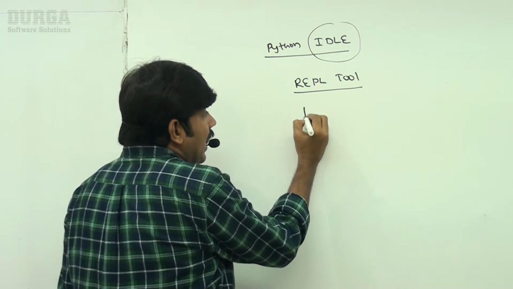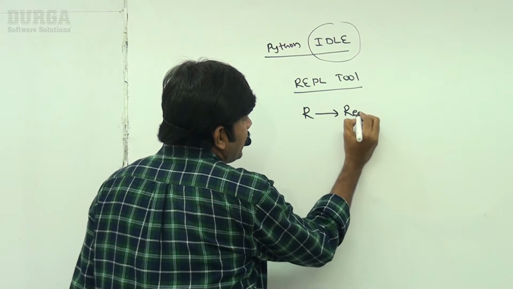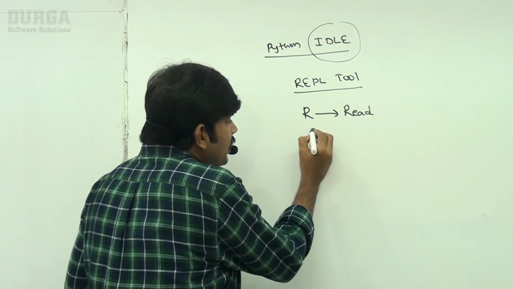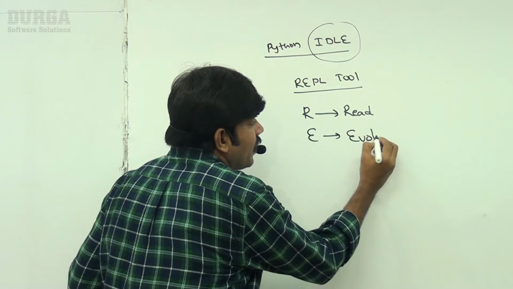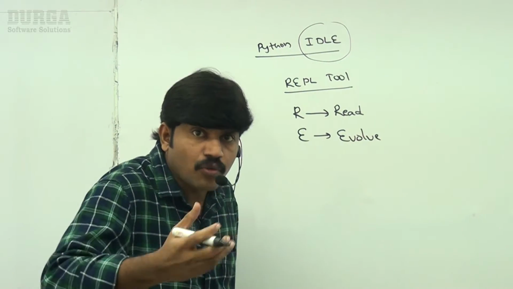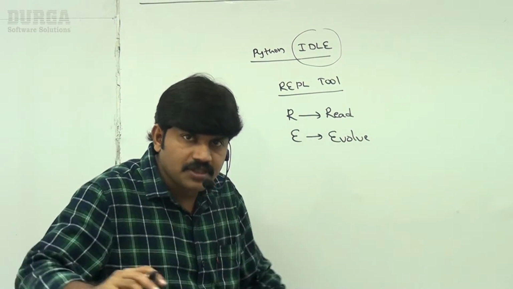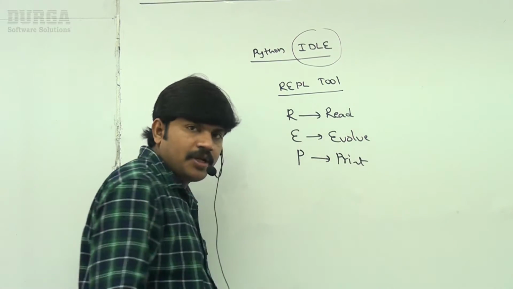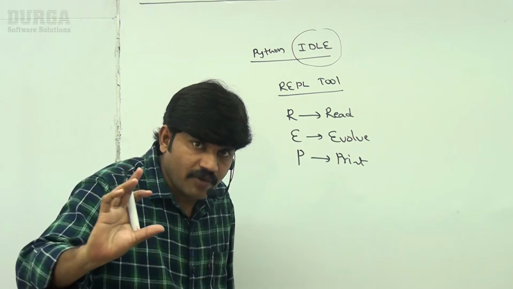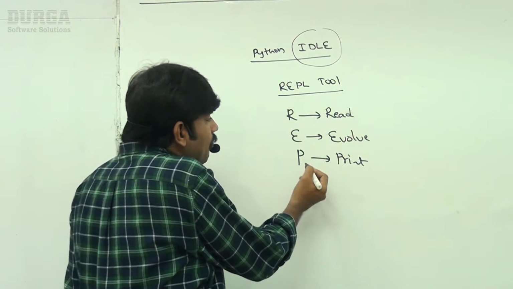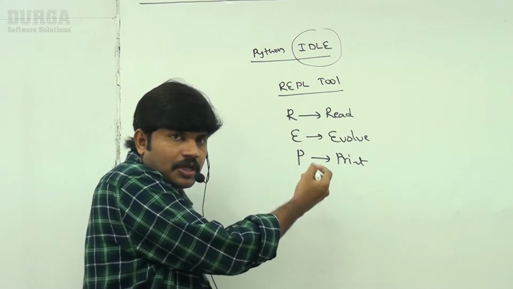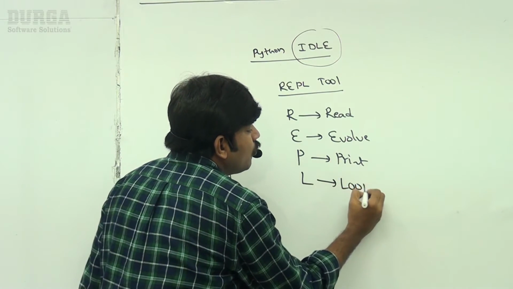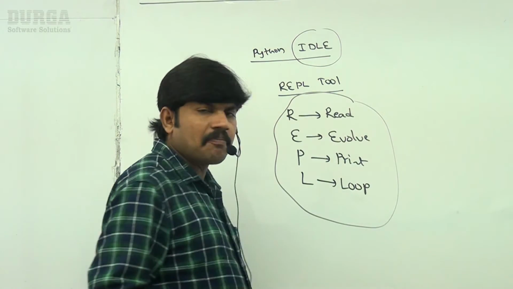Okay, R means read. Read the code, whatever you type. Next, E means eval: evaluate what this code has to do, execute. And P means print: print the result to the console. And then repeat this process again and again. That is called L. L means loop. Are you getting it? It is the REPL tool.